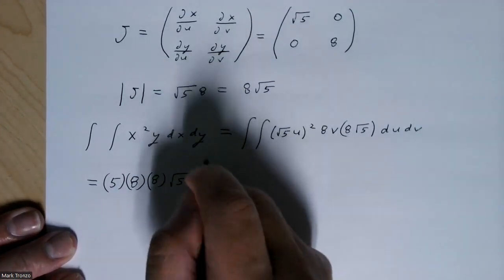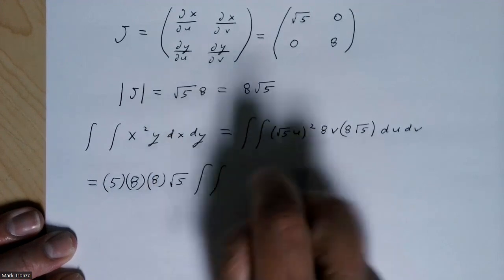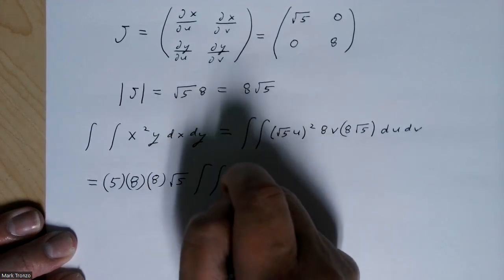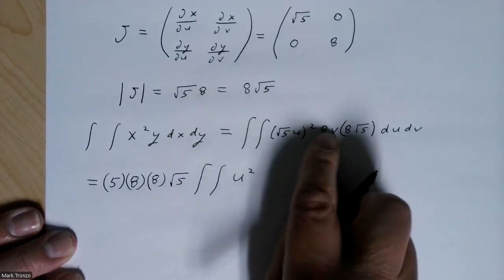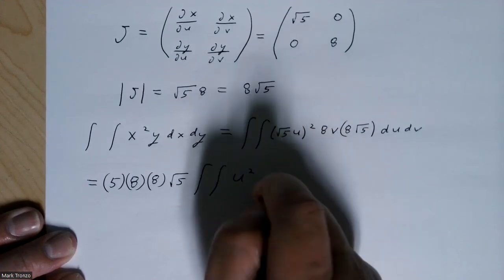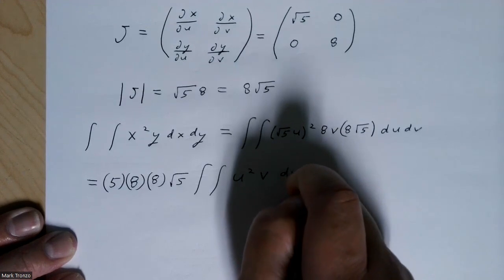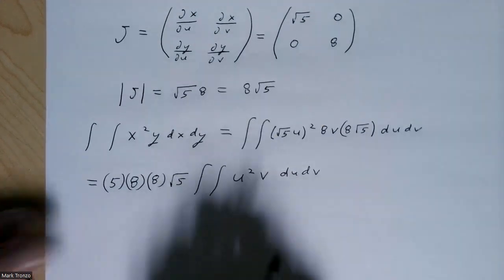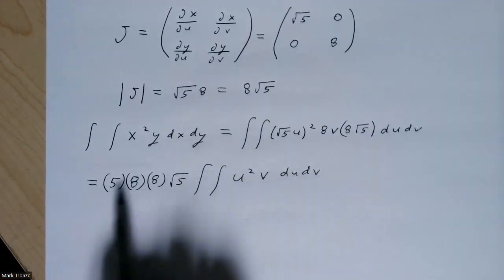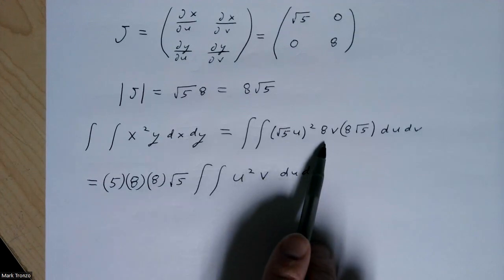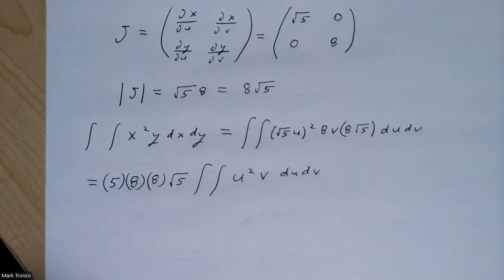And what are we going to have left in here? This will be u squared times v du dv. So just be sure I brought everything out. This was the 5, the 8. I think we got everything out front.